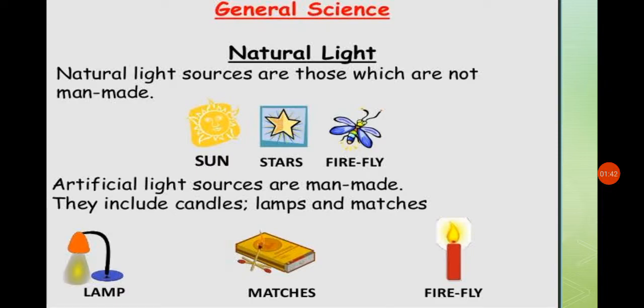But artificial sources of light are man-made. They include candle, lamp, and matches. You can see inside our houses that light bulb, matchbox, candle, everything are called artificial sources of light because they are made by human beings.